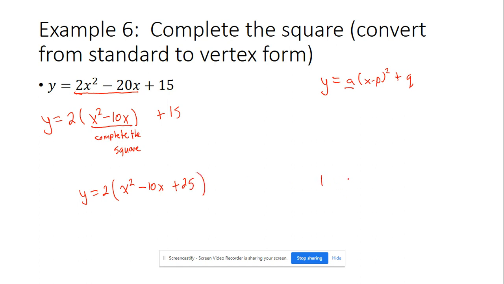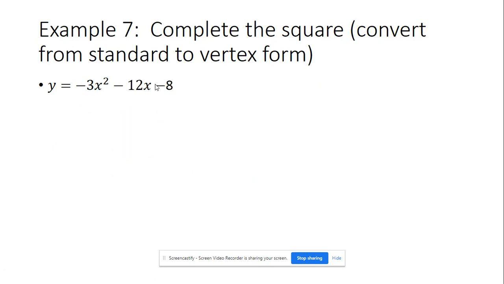Now here's the other thing where it's a little bit tricky. Normally I'd be subtracting 25, but really what I have here, if I had a 25 inside the brackets, 2 times 25 is equal to 50. So although it looks like I added a 25 that wasn't there before, I really added 50. So I need to subtract 50 right here. So this is going to be y equals 2 times x minus 5 squared, because half of negative 10 is negative 5. Negative 50 plus 15 is negative 35. This is how this is converted into vertex form.